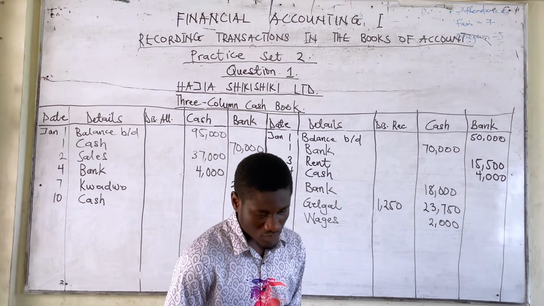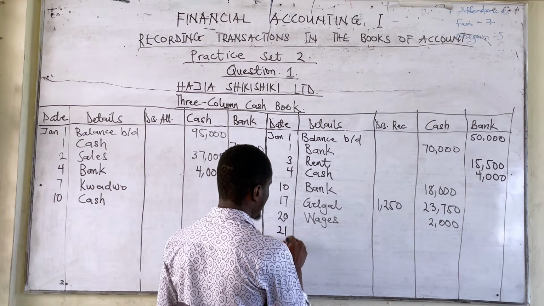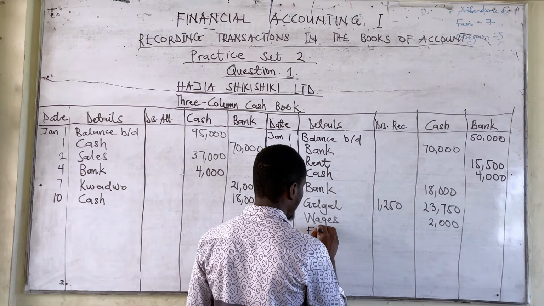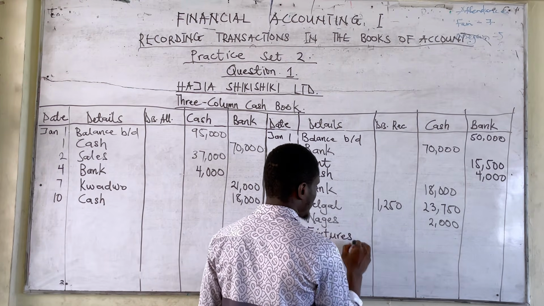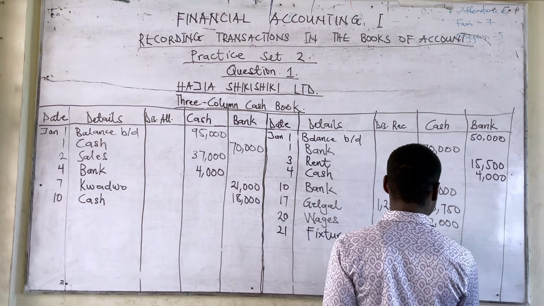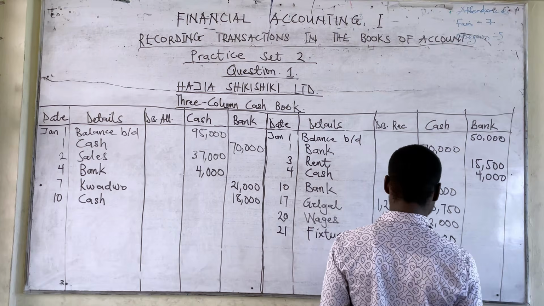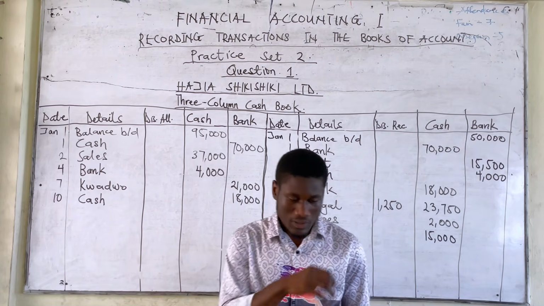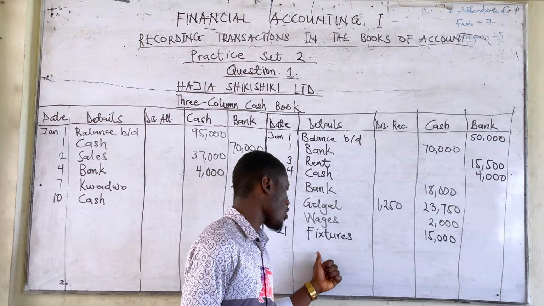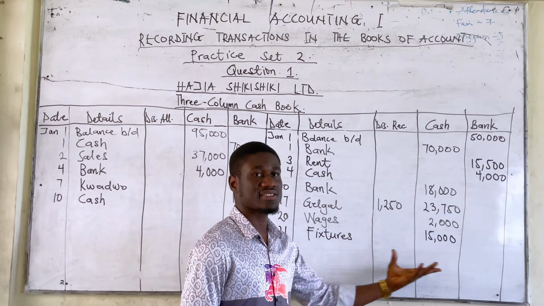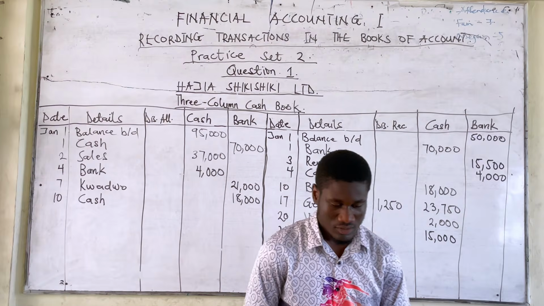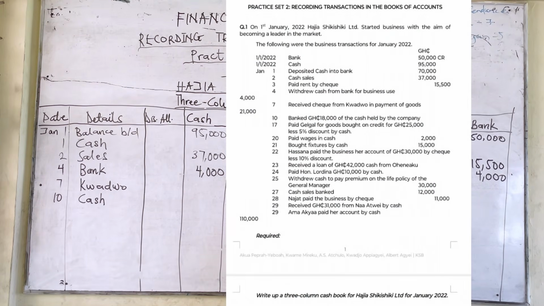So when we come here, the date 21st, we will credit cash in the name of what? Fixtures. And the amount is 15,000. Good. Do you get it? Because we use the cash to pay or buy the fixtures. And we know that the credit side is the payment side and the debit side is the receipt side. Good. So we move to January 22nd.